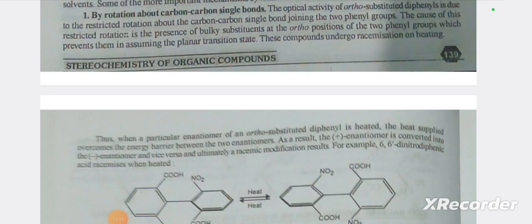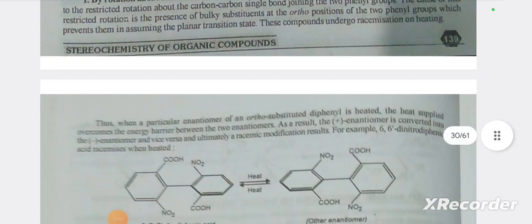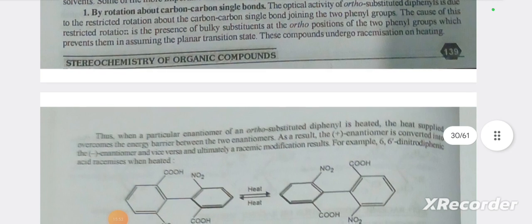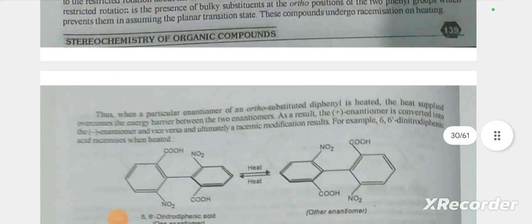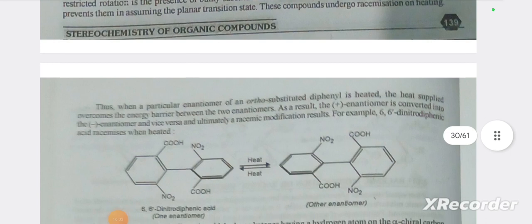The optical activity of ortho-substituted diphenyl is due to the restricted rotation about the carbon-carbon single bond joining the two phenyl groups. The cause of this restricted rotation is the presence of bulky substituents at the ortho position of the two phenyl groups, which prevents them from assuming the planar transition state. These compounds undergo racemization on heating.